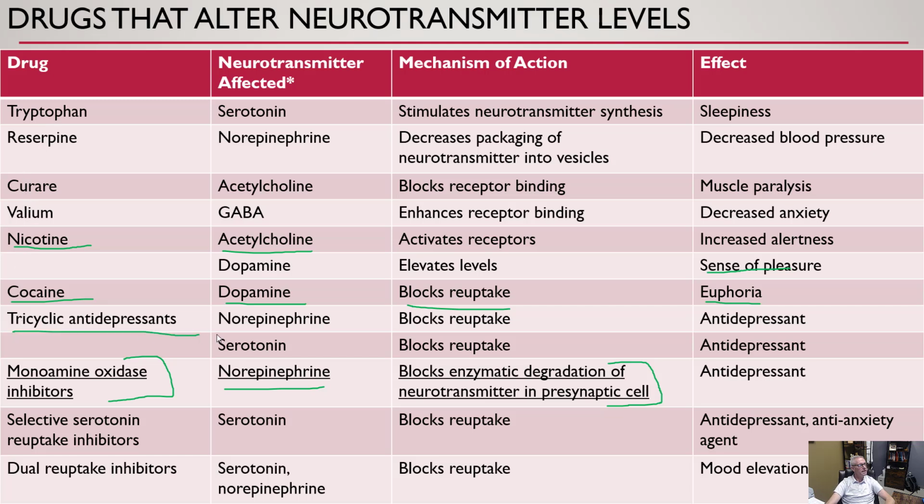Antidepressants affect both norepinephrine and serotonin. They block that reuptake. I talked about SSRIs a minute ago. We also have the SNRI, selective norepinephrine reuptake inhibitor. We have an SSNRI, selective serotonin and norepinephrine reuptake inhibitor, which is also called a dual reuptake inhibitor.